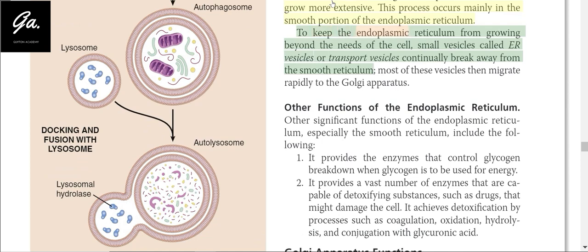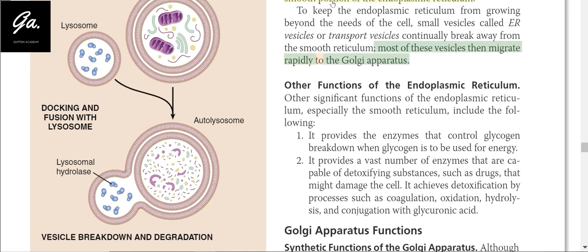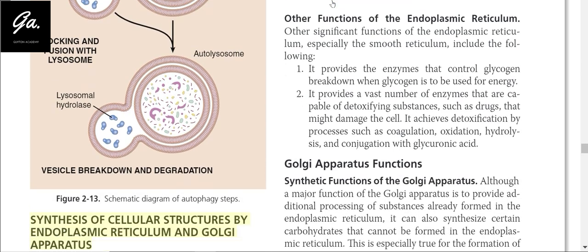To keep the endoplasmic reticulum from growing beyond the needs of the cell, small vesicles called transport vesicles continually break away from the smooth reticulum. Most of these vesicles then migrate rapidly to the Golgi apparatus.